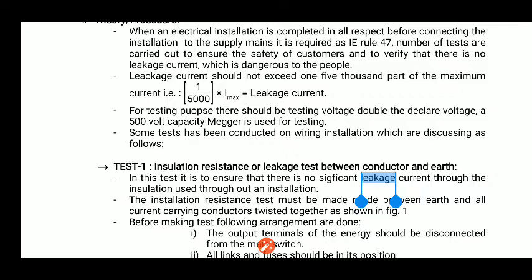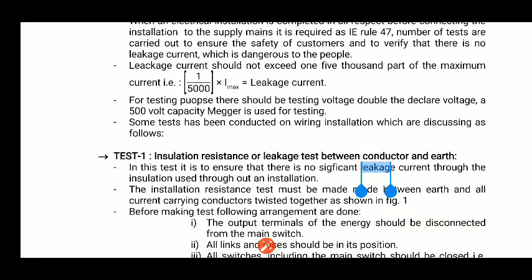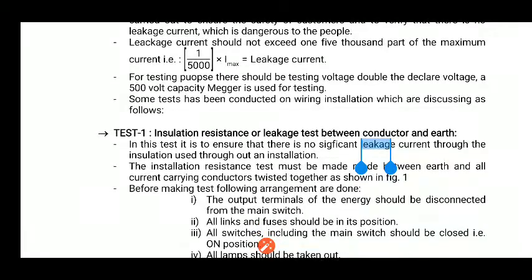What is the function of the megger? The megger is the device we use to measure insulation resistance and also leakage resistance. Some tests are conducted on wiring installations, which are discussed as given below. There are mainly 5 methods used for the testing of electrical installation. When we complete the electrical wiring and installation, these methods are to be carried out and tested. Then finally the electrification work is done.